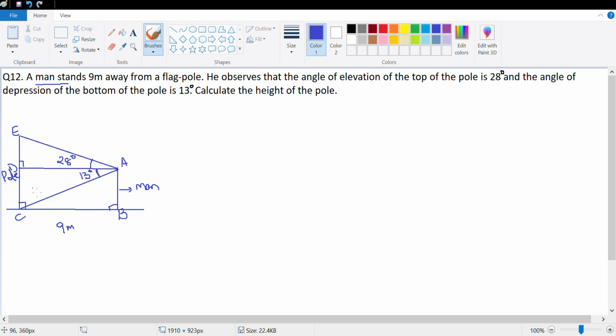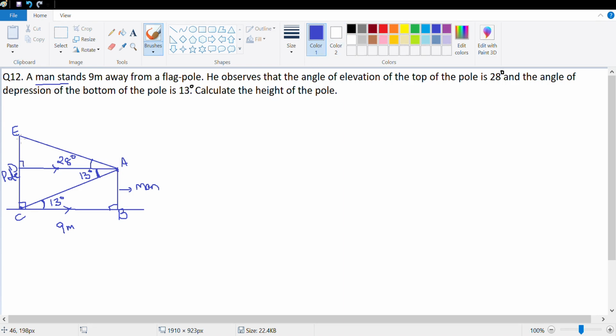Let's look at this. So since this and this are parallel lines, this angle 13 degree is equal to this angle 13 degree, because these are alternate angles. Like I said earlier as well, angle of elevation is always equal to angle of depression. So in this case, angle of depression is 13, which means had I been standing here and looking at the head of the man, the angle of elevation would have been 13 degree.